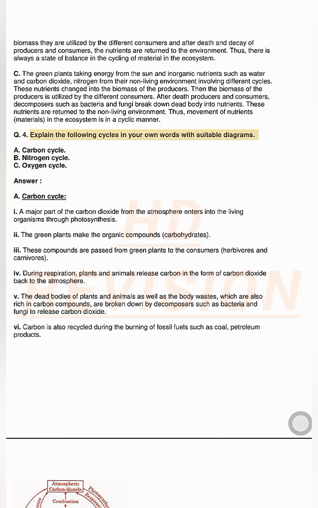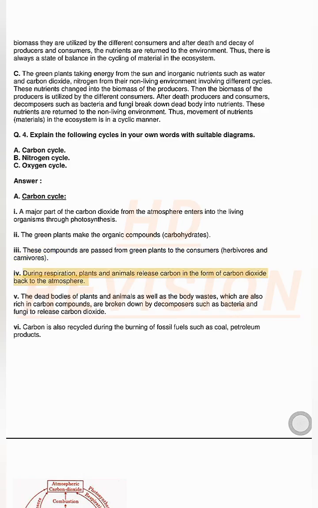Q4. Explain the following cycles in your own words with suitable diagrams. A. Carbon cycle. B. Nitrogen cycle. C. Oxygen cycle. Answer. A. Carbon cycle. I. A major part of the carbon dioxide from the atmosphere enters into the living organisms through photosynthesis. II. The green plants make the organic compounds, carbohydrates. III. These compounds are passed from green plants to the consumers, herbivores and carnivores.